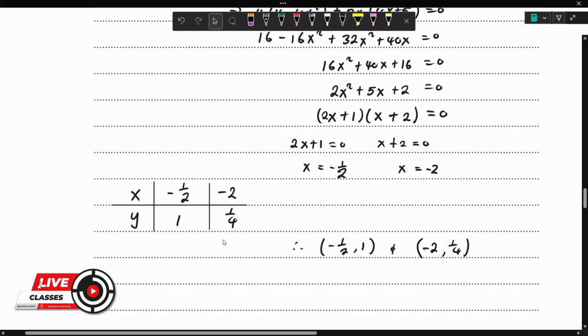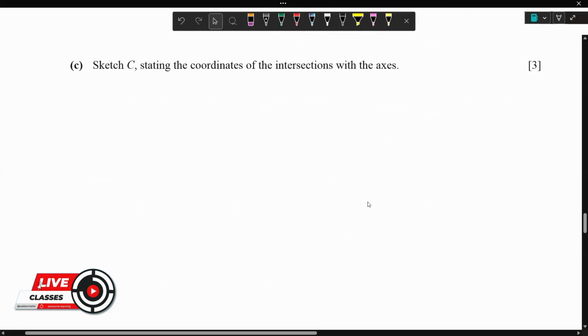Okay, what do you think? Yep, I got the same answer. Oh, great. On part C, they say sketch C, stating the coordinates of the intersections with the axes.